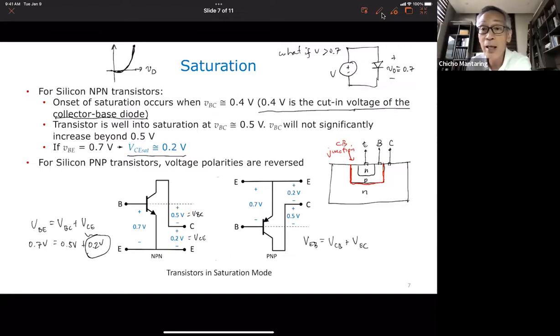Now, usually in an actual transistor circuit, you're going to have resistances that will limit the value of the current that flows. And in those cases, you protect your junctions. But just the same, these are going to end up being the junction voltages, and your VCE SAT will never really stray very much from 0.2 when your transistor is deep in saturation.